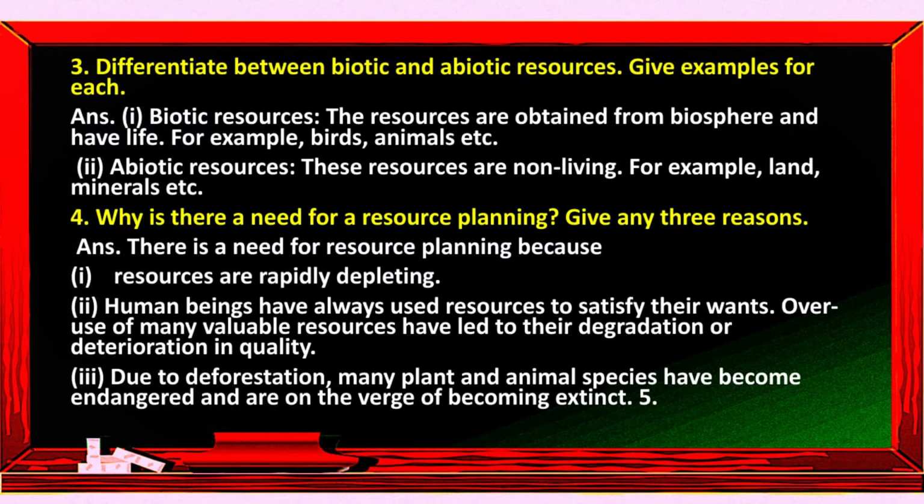3. Differentiate between biotic and abiotic resources. Give examples for each. Answer. A. Biotic resources. These resources are obtained from the biosphere and have life. For example, birds, animals, etc. B. Abiotic resources. These resources are non-living. For example, land, minerals, etc.